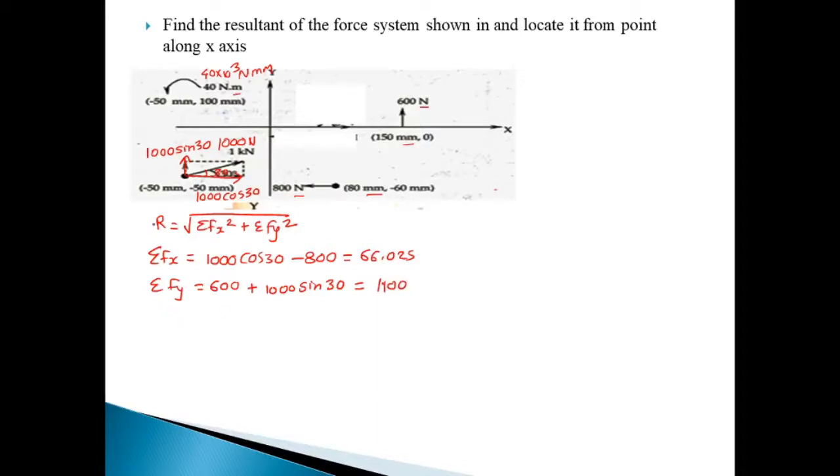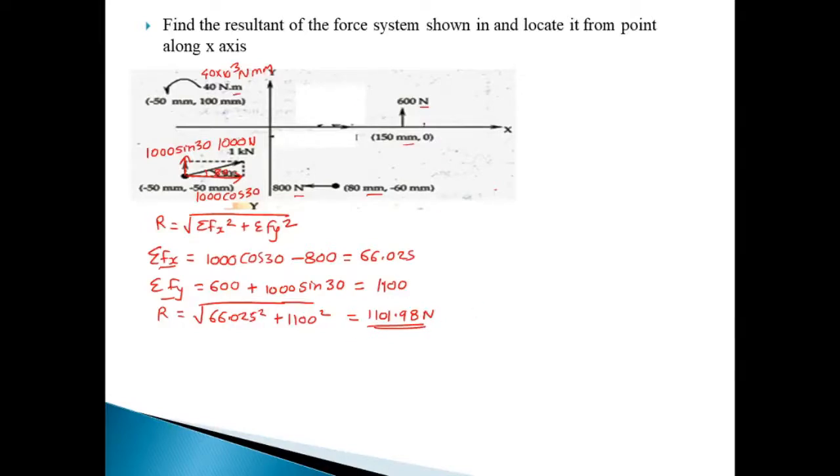Okay, so now we can find out the resultant by the above equation. Resultant is equal to the square root of summation Fx square plus summation Fy square. We will substitute the values: 66.025 square plus 1100 square. By solving this we get the resultant equal to 1101.98 Newton. So this is the value of the resultant.